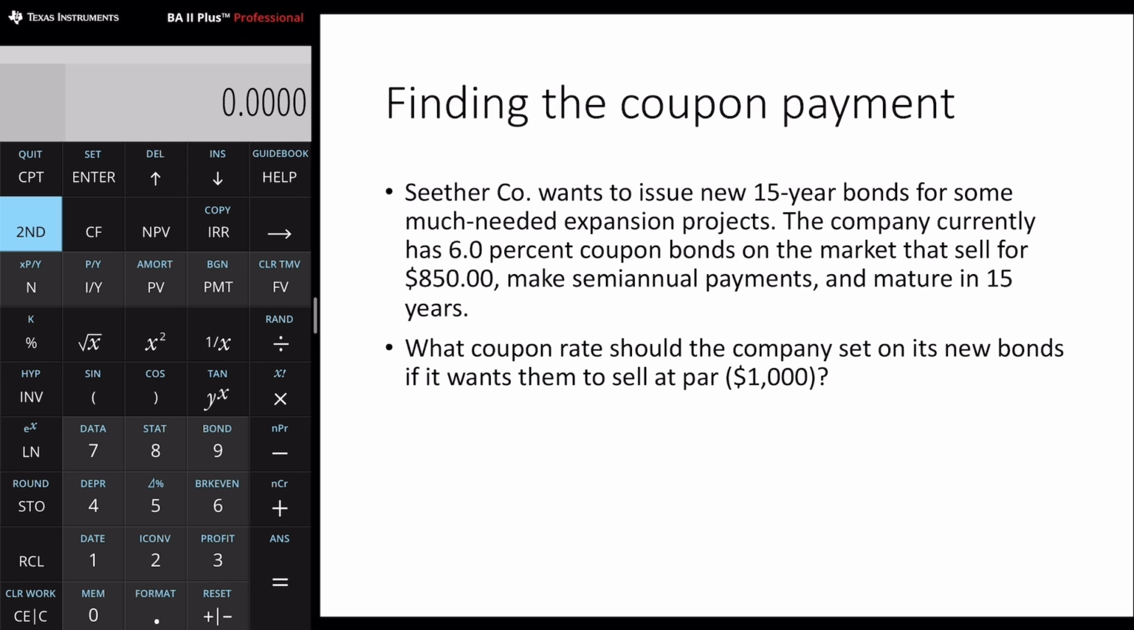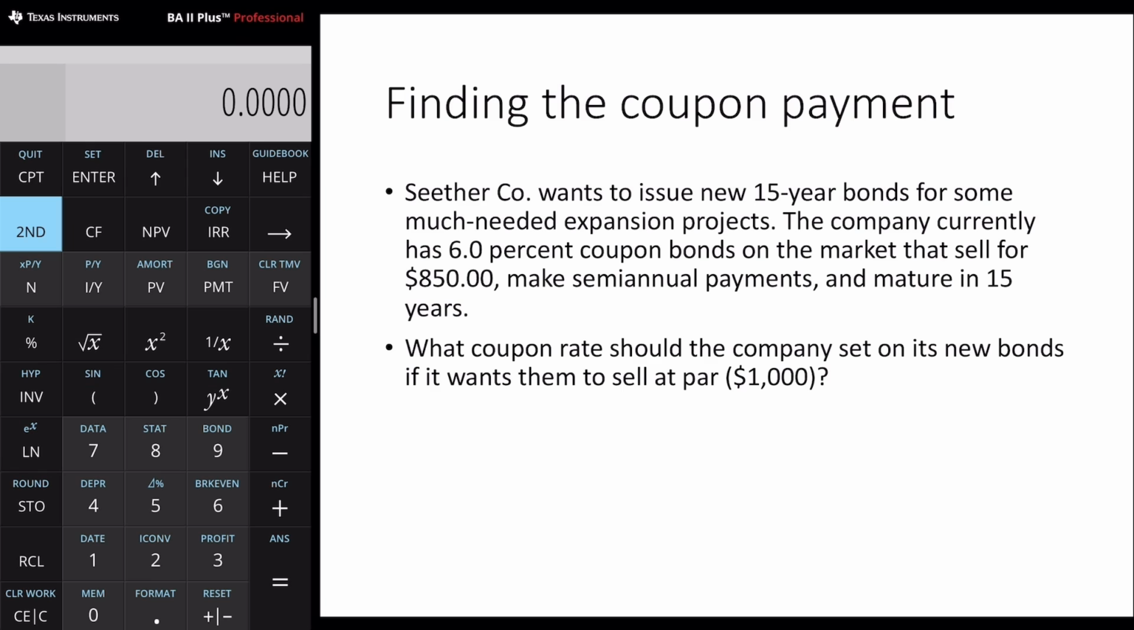All right, so here's another one. Seether Company wants to issue 15-year bonds for some much-needed expansion projects. The company currently has 6% coupon bonds on the market that sell for $850. They make semi-annual payments, and they mature in 15 years. What coupon rate should the company set on its new bonds if it wants to sell them at par?